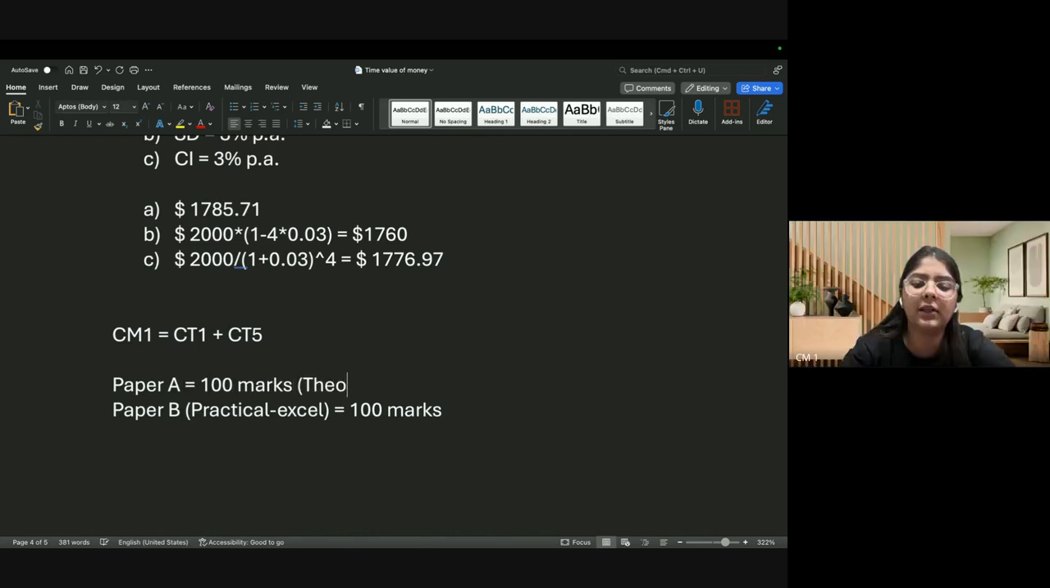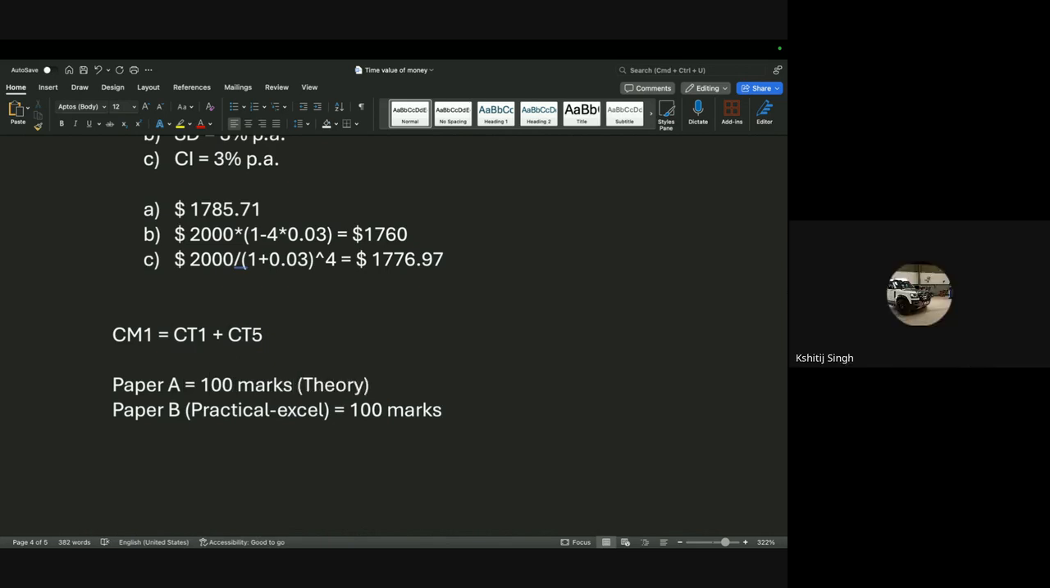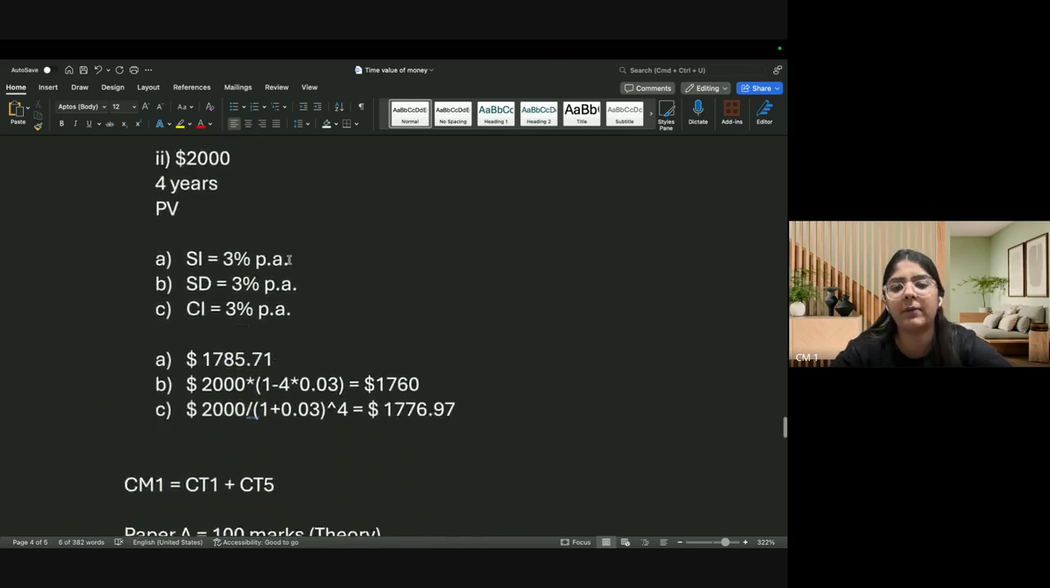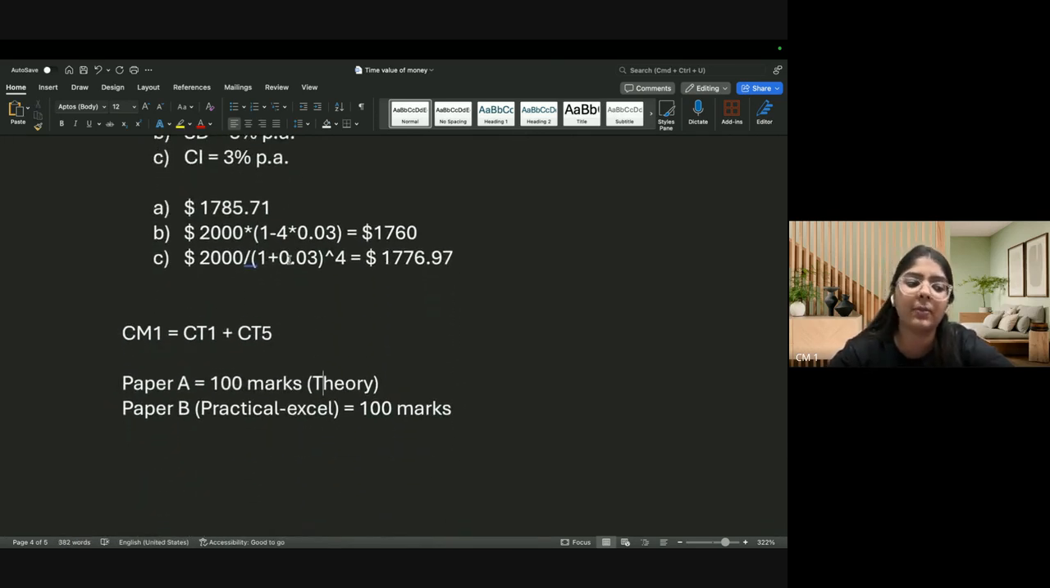This will be your theory that we have started today. CM1 also has two papers anyway, but for CM1, it will all be MCQ. There will be no written or solving questions. It will be all MCQ.